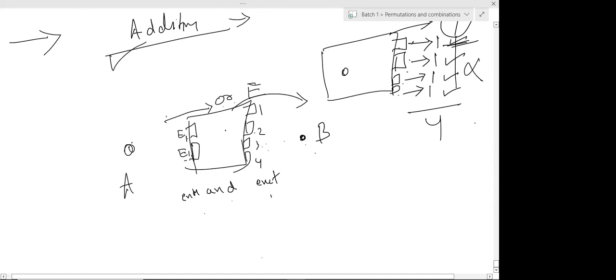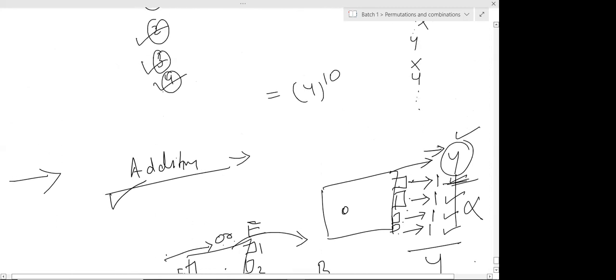There are no options. So 2 ways to enter, 4 ways to exit, and you have to do both of them. So you need to multiply 2 into 4, 8, right? Is it clear? Yes, sir. Okay. This is fundamental principle of multiplication. So now come to the previous question. Please solve the second part.